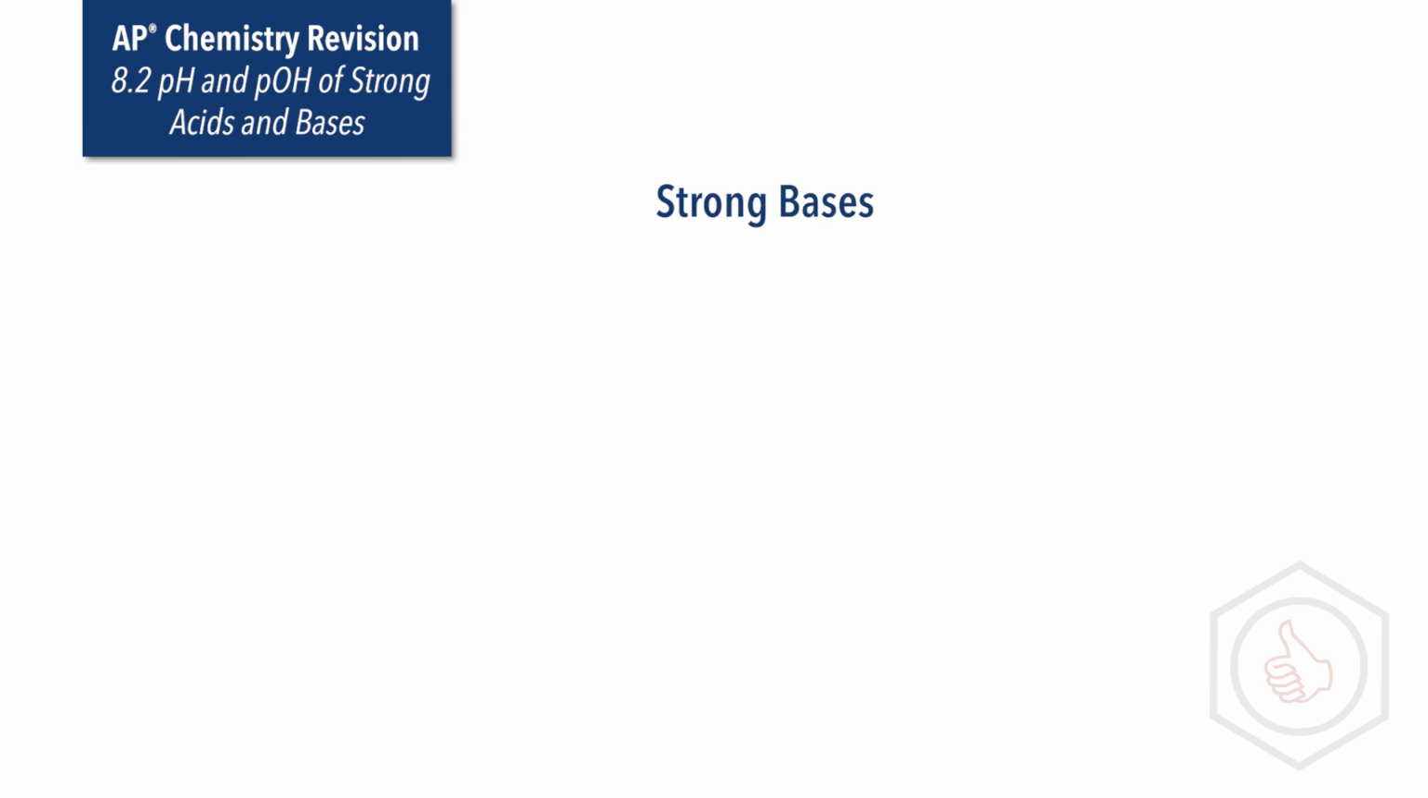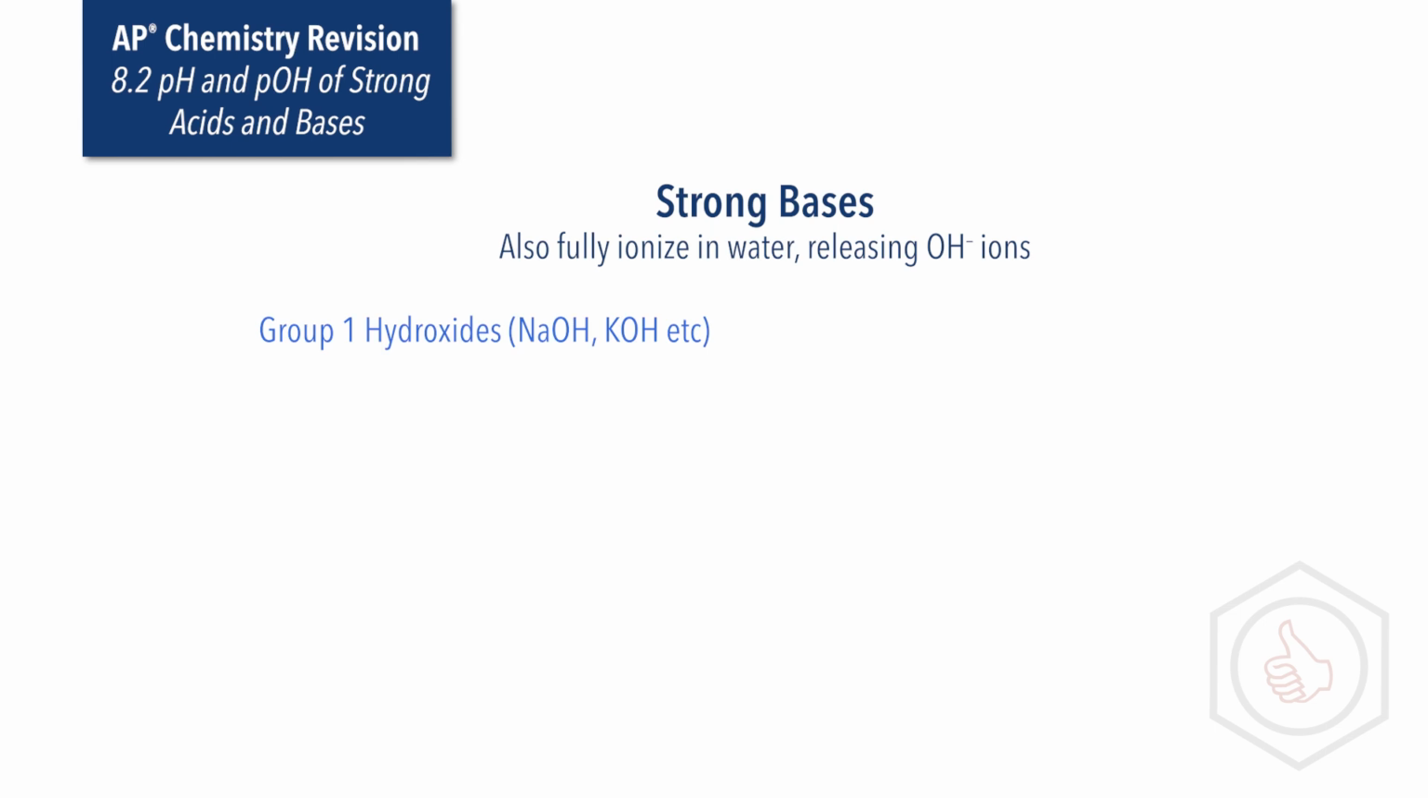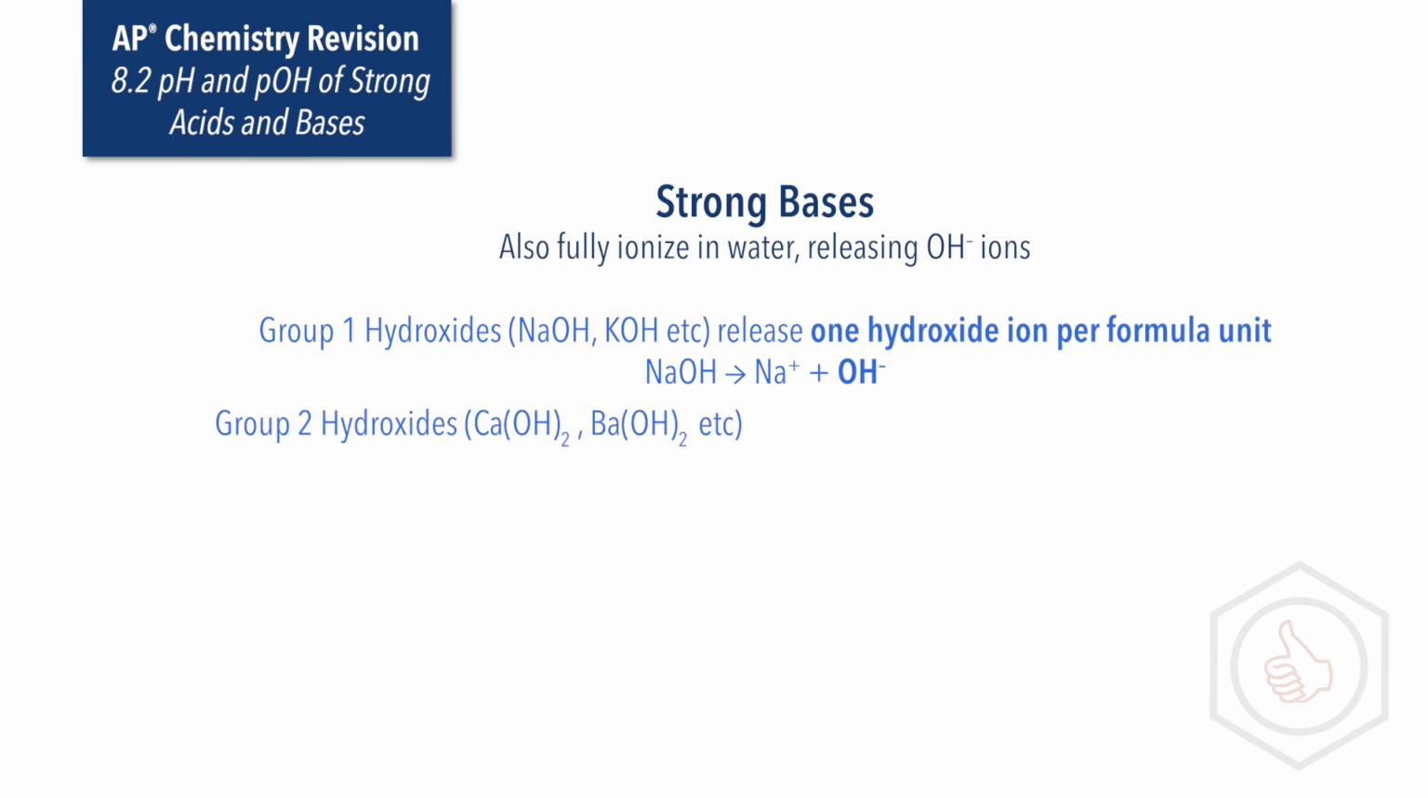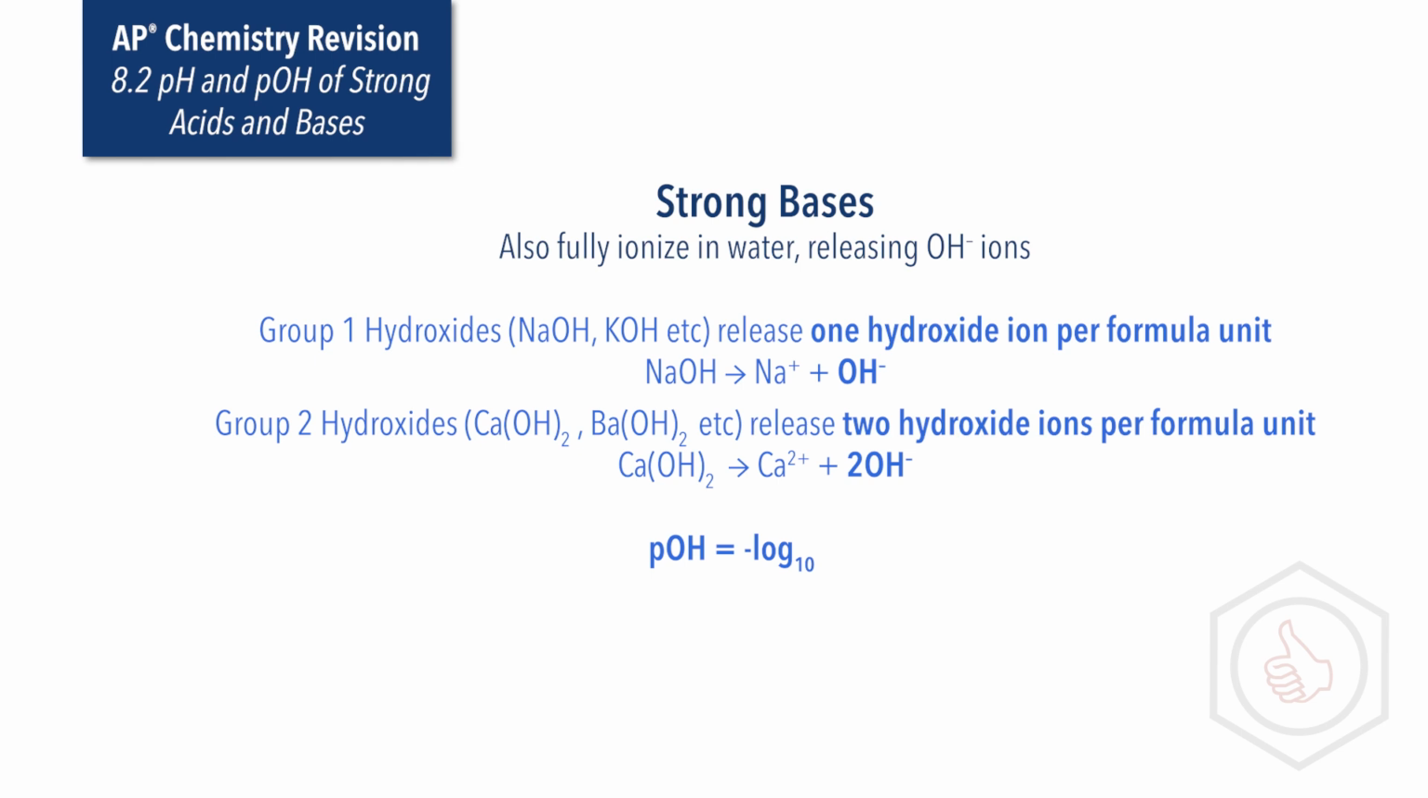Strong bases also dissociate or ionize completely in water to produce hydroxide ions, OH- ions. Group 1 hydroxides like sodium hydroxide and potassium hydroxide release 1 hydroxide ion per formula unit, whilst Group 2 hydroxides like calcium hydroxide and barium hydroxide release 2 hydroxide ions per formula unit. Just like we can use pH equals minus log to the base 10 of the concentration of H3O+ for strong acids, we can use pOH equals minus log to the base 10 of the concentration of OH- for strong bases. Again, multiply the concentration of the initial base by the number of OH- ions each formula unit of base releases.